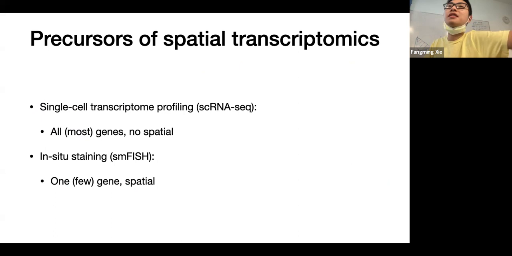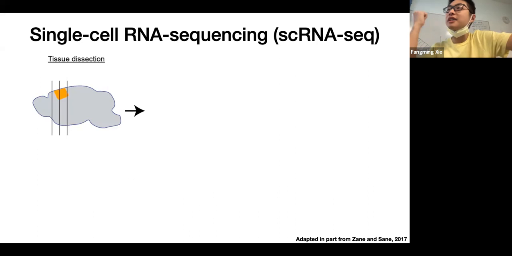So you can see the trend here. What we actually want to have, ideally, is to be able to measure many genes simultaneously while preserving spatial information. But these two precursors are kind of the stepping stones towards this exciting field we are now focused on. But before we talk about the actual spatial transcriptomics, let's dive into the details a little bit more about the precursors, and we'll worry about spatial transcriptomics soon. So what's single cell RNA sequencing? I talked briefly about how we do sequencing, but let's go over the workflow a little bit in depth.